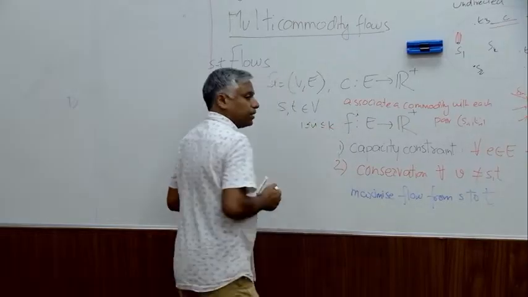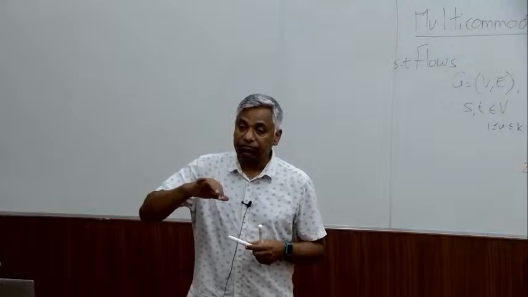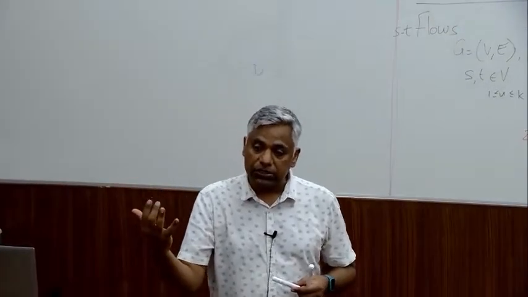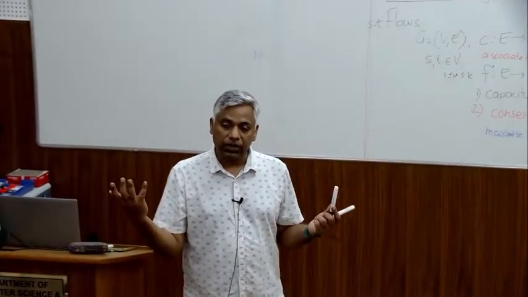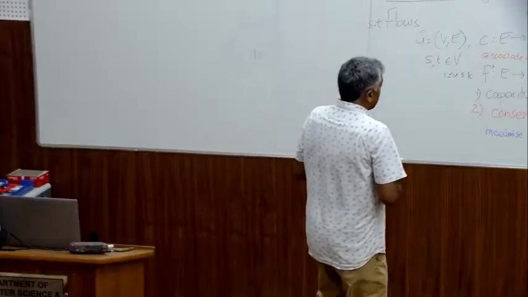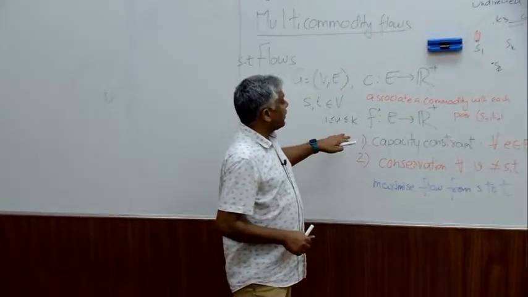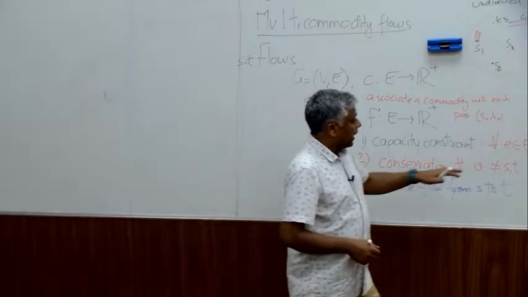So now my multi-commodity flow is specified by giving the flow of every commodity on every edge. Yes, that's how multi-commodity flow will be specified. So Fi is the flow of commodity i on a certain edge. And now what do I want?